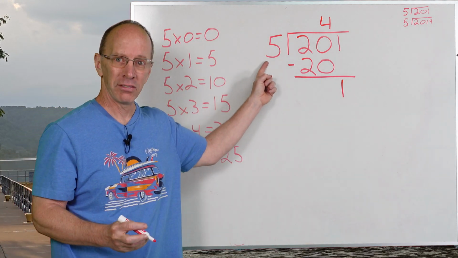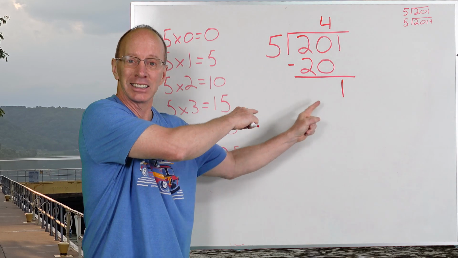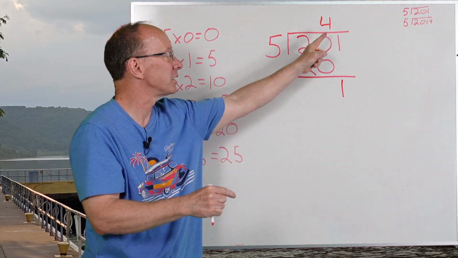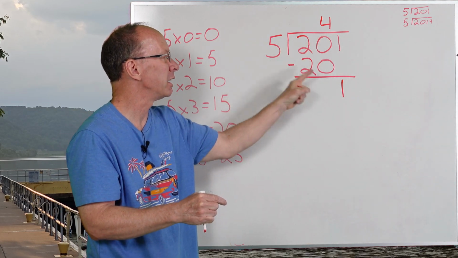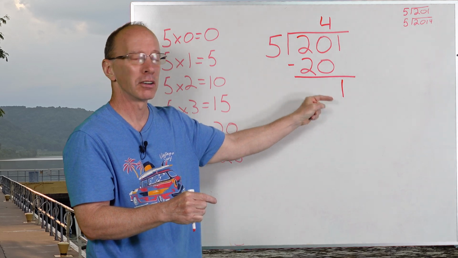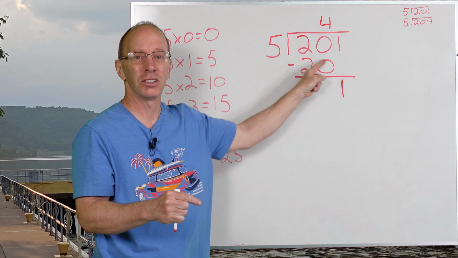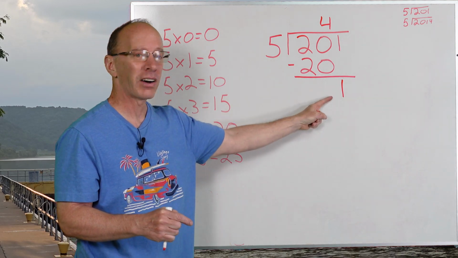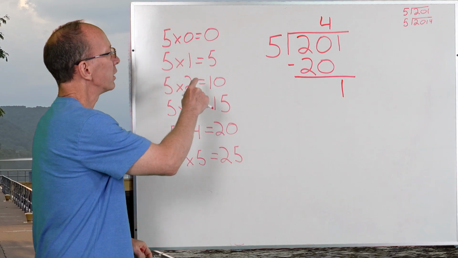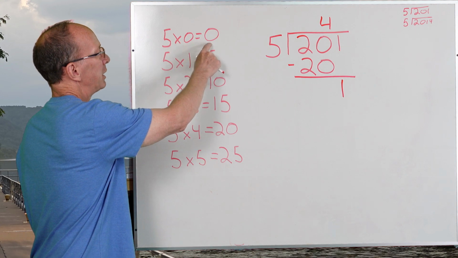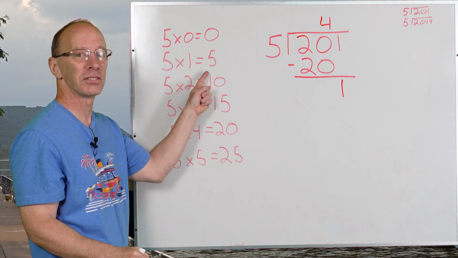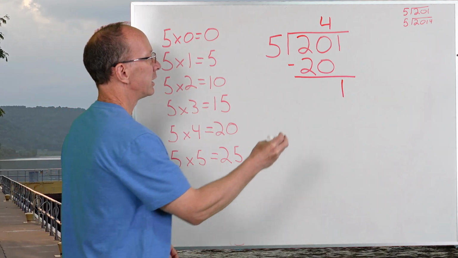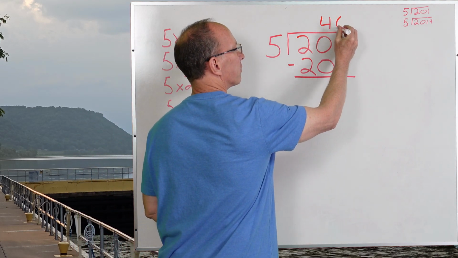Can I put 5 into 1? Now, this is not my remainder. All right, it would make sense right here. 4 times 5 is 20, and then plus the remainder would be 21. No, we're dealing with 201. All right. So how many times can I put 5 into 1? I look over here. It would have to be 0 because 5 times 1 is 5. So it's 0. So I need to put a 0 right here.